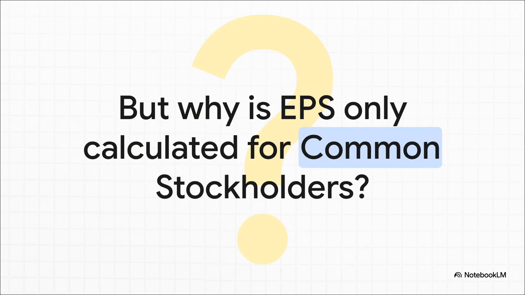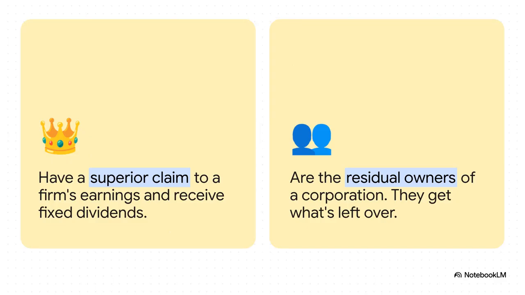That is a fantastic question. And the answer really gets to the core of what corporate ownership is all about. We have to single out common stockholders because their claim on the company's profit is fundamentally different from pretty much everyone else's. And this slide really shows you that key difference.